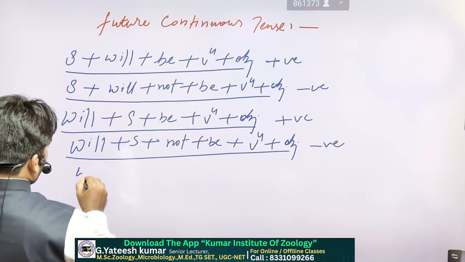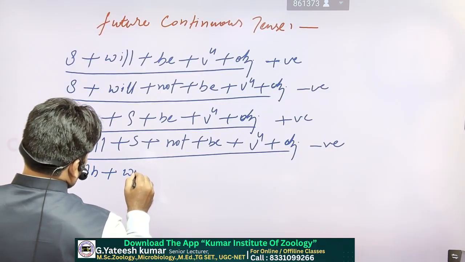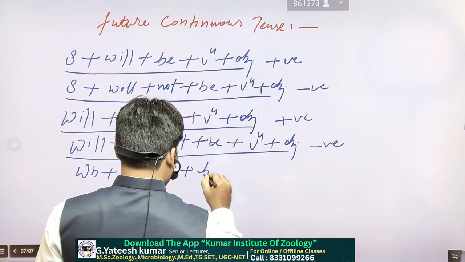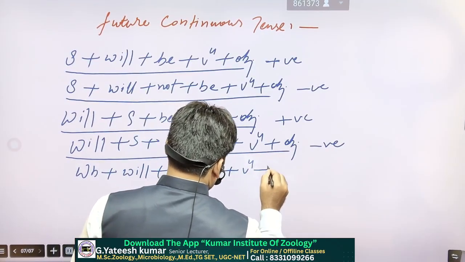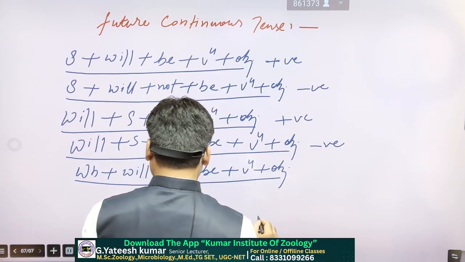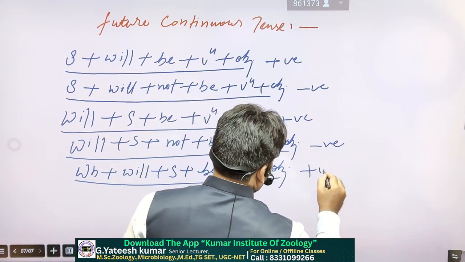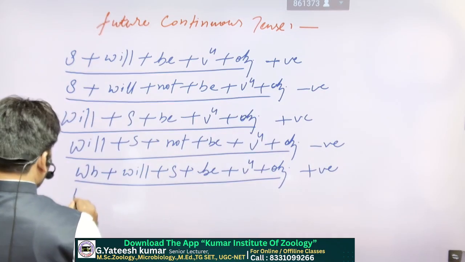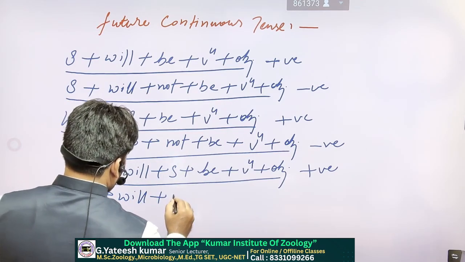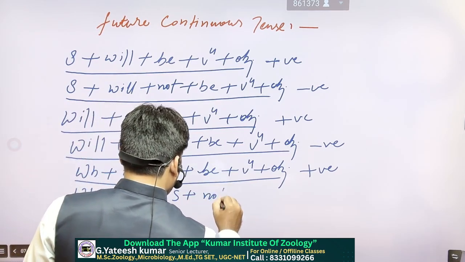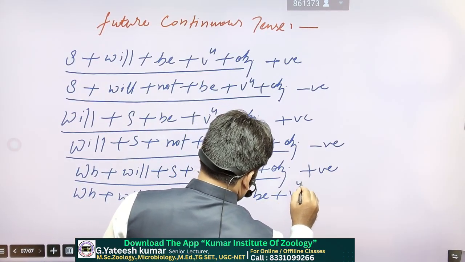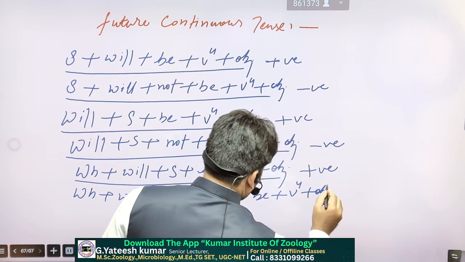After that, WH questions, WH, will, subject, be, ing, object. This is WH questions positive. Next, WH, will, subject, not, be, ing form, then object.